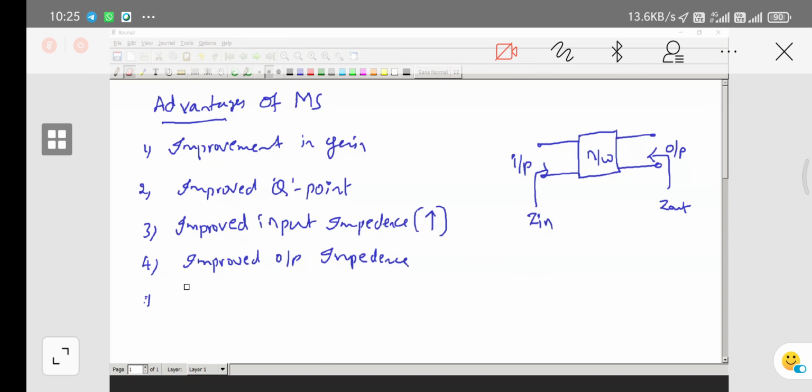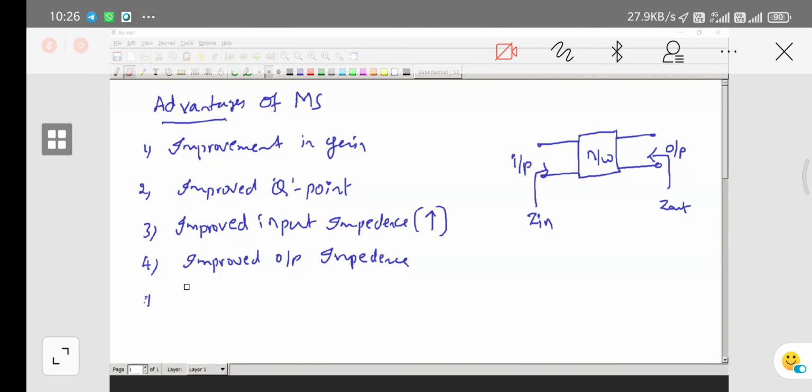Like if I talk about human beings, every person is going to have a negative side as well as a positive side. No one is perfect in all aspects, right? Everyone has both a positive side as well as a negative side. In the same way, this multi-stage amplifier is going to have disadvantages also.